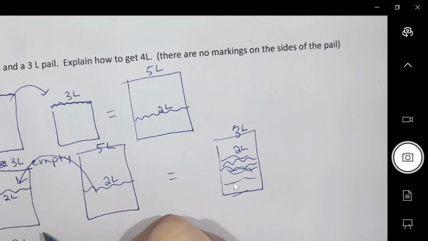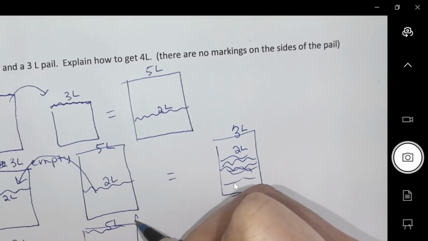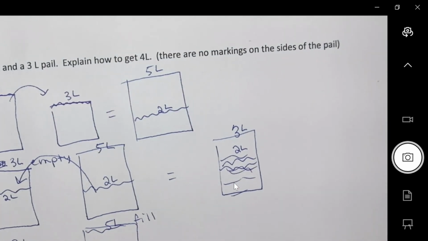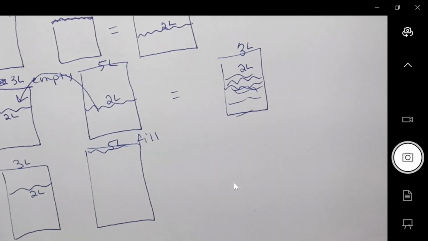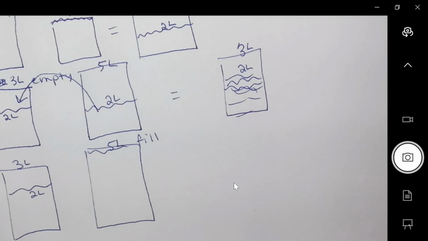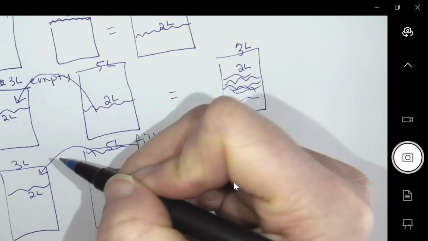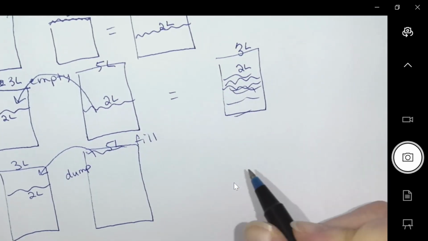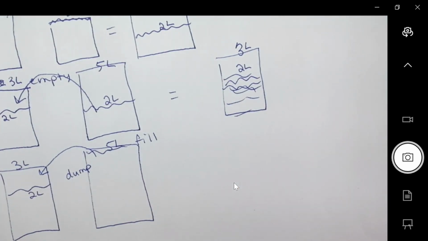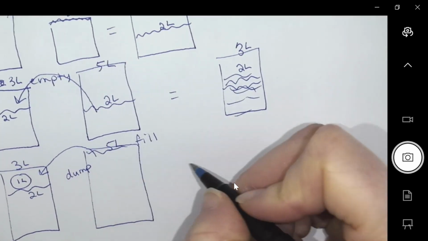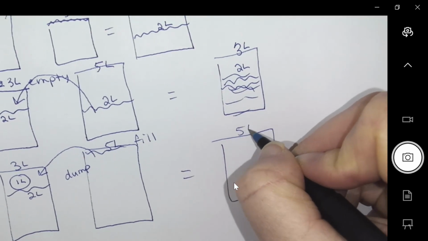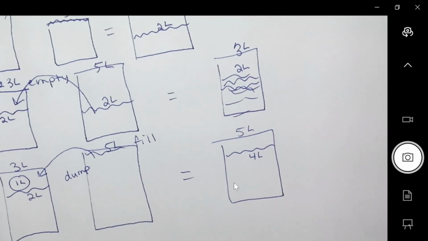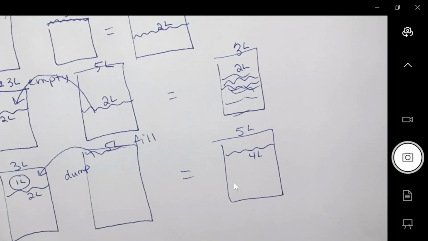I'm now going to fill up the 5. Do you see the end? I fill up the 5. What am I going to do? I'm going to dump. How much water would fit in there yet? 1 liter, which means I have exactly 4 liters left.